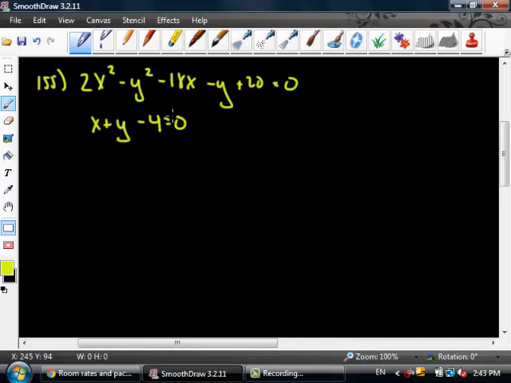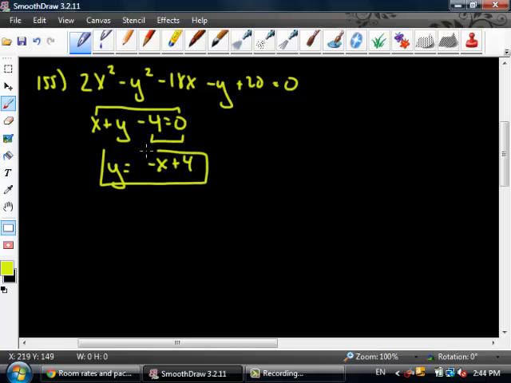Okay, everybody, going to quiet down, please. All right, so this is similar to the one that we were just doing. I'm going to do the same thing we did last time. I'm going to get y by itself this time. So I'm going to say y equals negative x plus 4. That was done by subtracting x and adding 4 to both sides. And from here, I'm going to just substitute everything in, just like the last problem.